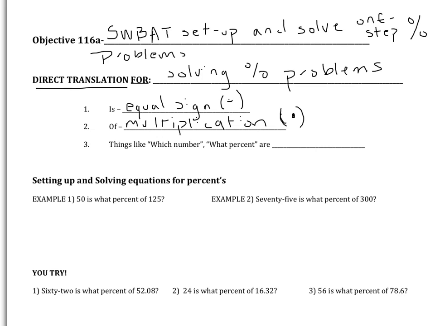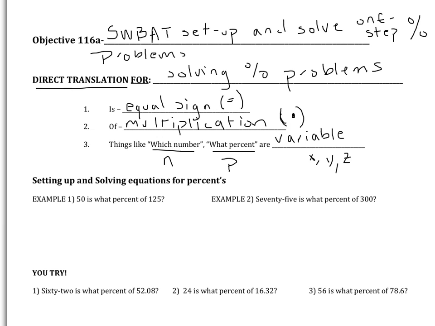Okay? Now, things like "which number" or "which percent," those are things we're solving for. Those are things we don't know. So we're going to use a variable to represent those things. For example, for "which number," we might use the variable n. For "which percent," we might use the variable p. But we could use other variables as well. We might use an x, a y, a z, right? We can use any variable we want. Take a minute and pause the video if you need to before we get into the meat of the notes.